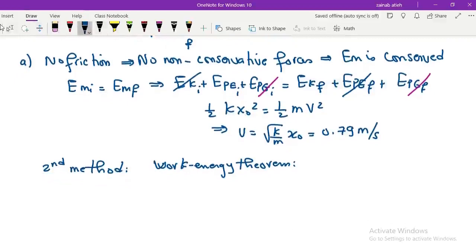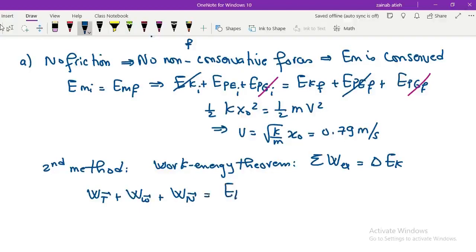The work energy theorem says the sum of works of external forces is equal to delta EK. So how many forces are acting on my block? There are 3 forces: the tension, the weight, and the normal. It is equal to delta EK, which means EK final minus EK initial. Remember that EK initial was 0. Also, the work of the weight and the work of N are zeros.